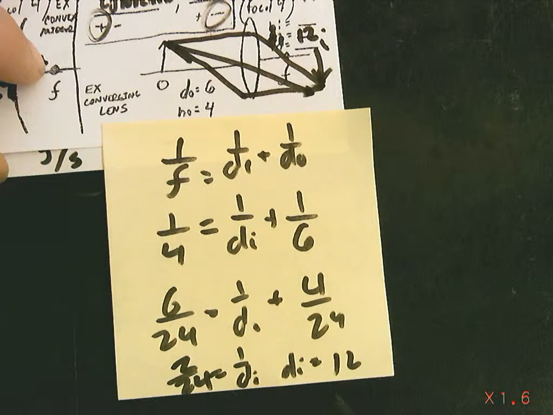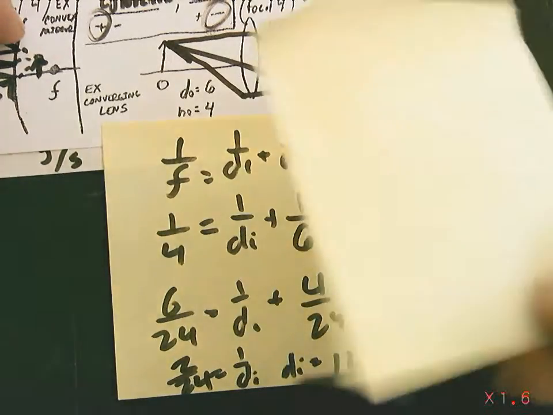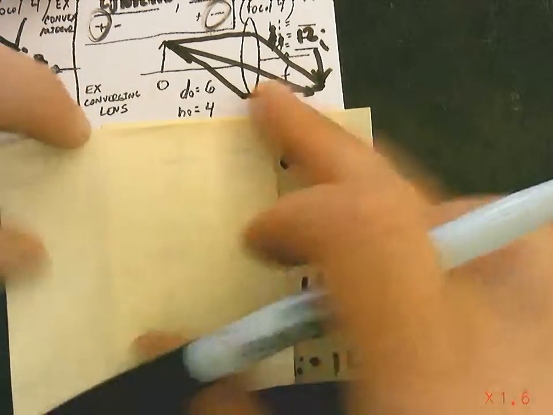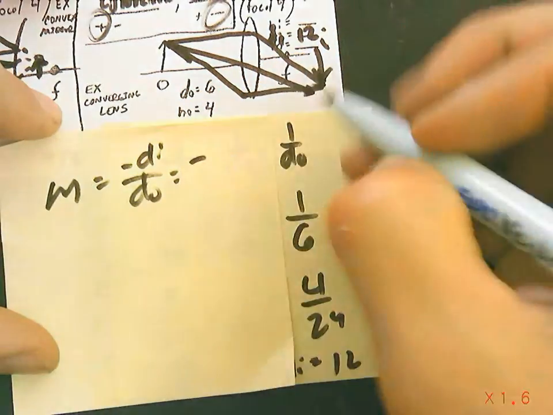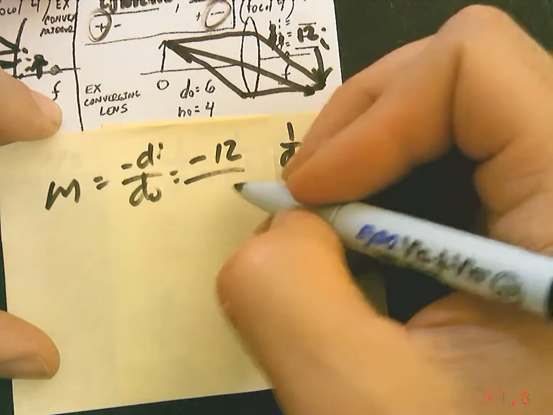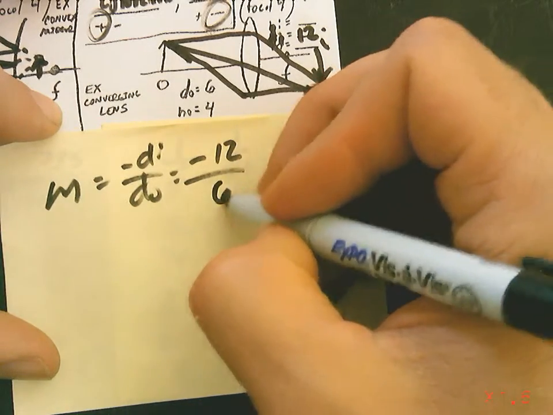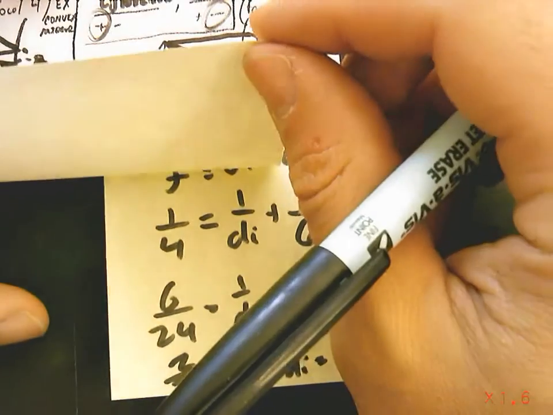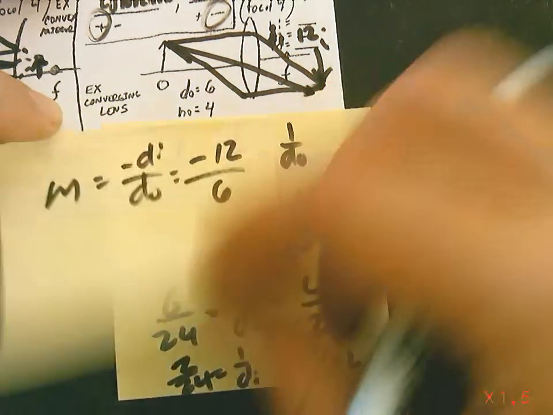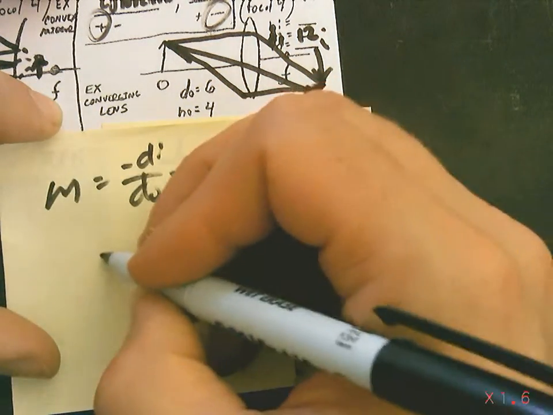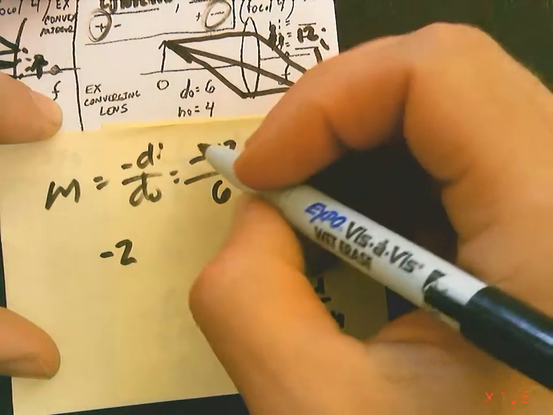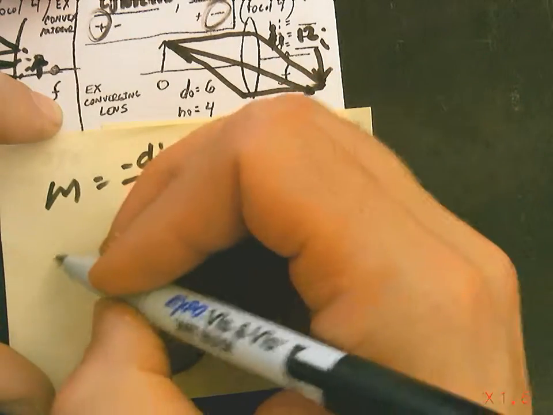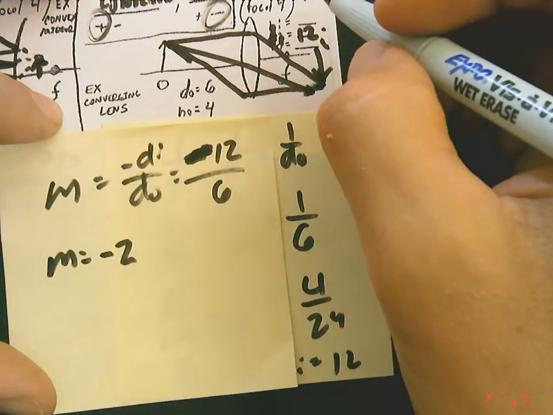Once we know what di is, then we can solve for magnification. Magnification can be found by saying negative di over do. So we have negative 12 over the distance to the object, which was given, 6. So we get negative 2. Put that in there for magnification.